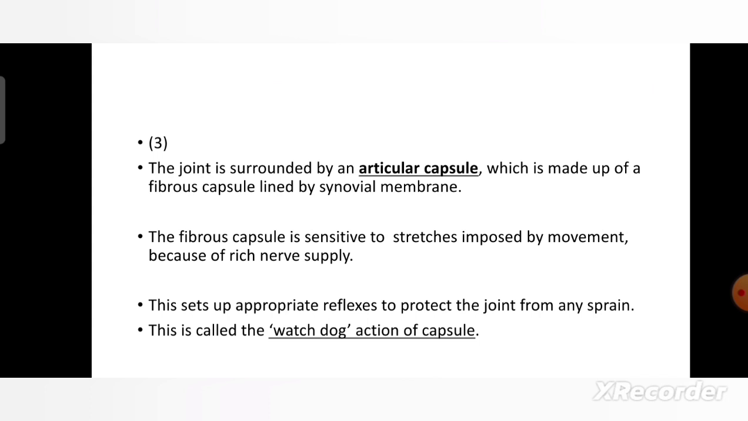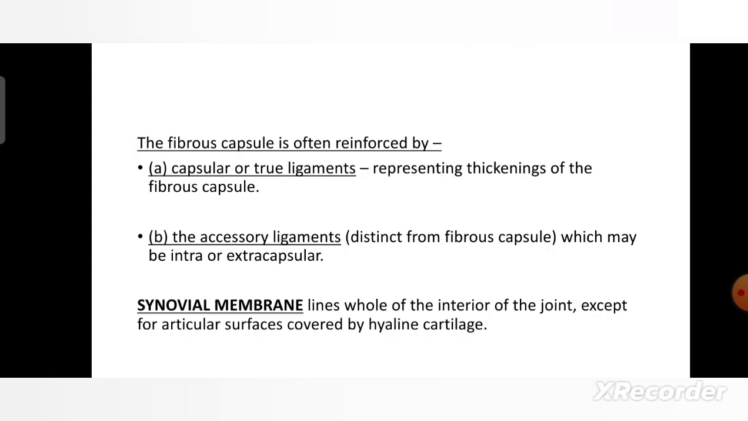Third, the joint is surrounded by the articular capsule, which is made up of a fibrous capsule lined by a synovial membrane. The fibrous capsule is sensitive to stretches imposed by movement because of its rich nerve supply. This sets up appropriate reflexes to protect the joint from any sprain. This is called the watchdog action of the capsule. Also, the fibrous capsule is often reinforced by the capsular or true ligament, and second by the accessory ligament.